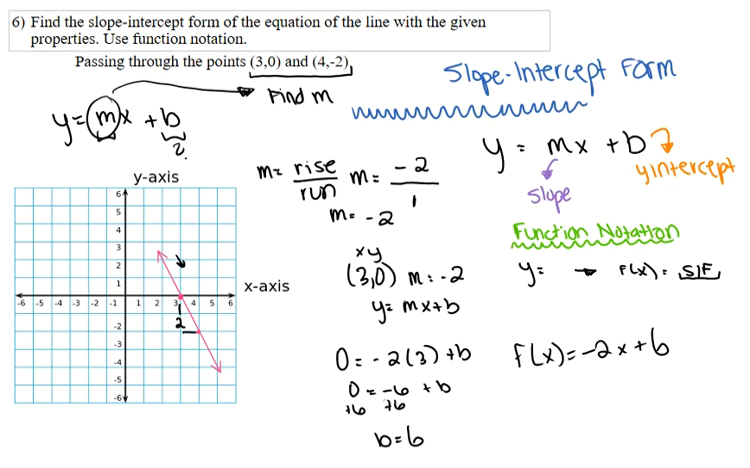If we were to check our final slope-intercept form of the equation, we can look at our graph and continue this line. Following our slope, we go up 2 over 1, up 2 over 1, up 2 over 1, and this is positive 6. Looking at our final equation in slope-intercept form and function notation, we can see that b, our y-intercept, is positive 6.